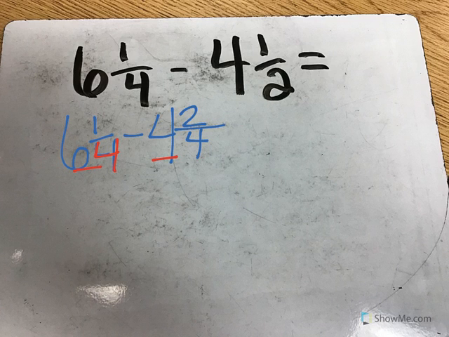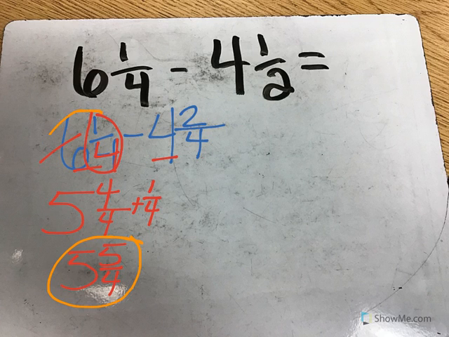So again, I can't take 2 from 1, so what am I going to do? One option is to borrow, so the 6 becomes the 5. How do I write 1 as a fraction? 4 over 4. Why 4 over 4? Because 4 is my common denominator, plus the 1/4 I already had. So 5 and 4/4 plus 1/4 becomes 5 and 5/4. This number is equivalent to 6 and 1/4. Once I have the 5 and 5/4, I can subtract 4 and 2/4.